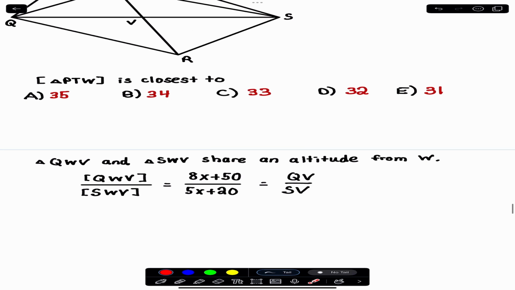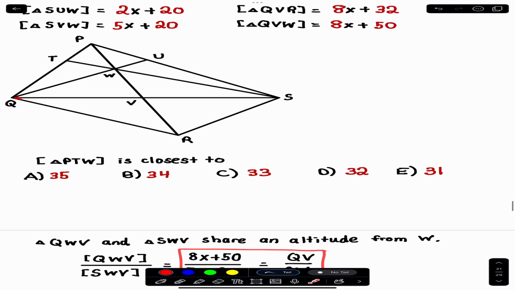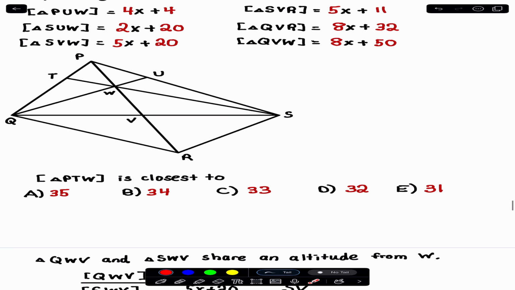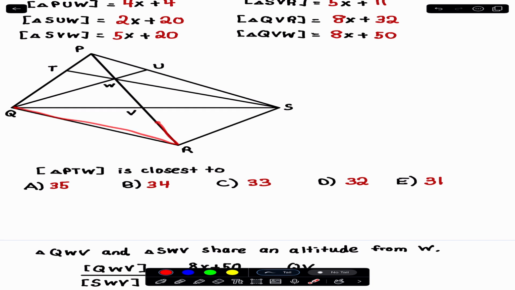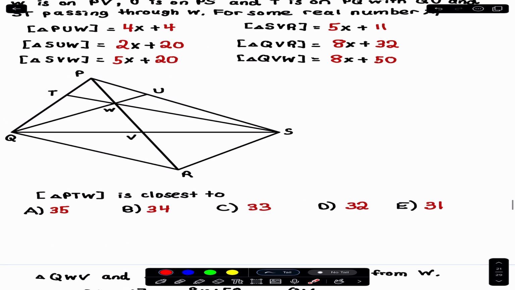Now, we have one equation relating QV and SV, so let's go hunting for another triangle which uses QV and SV. There are a few candidates, but personally I'm thinking this one. This way we can just use these given areas. If we were to try and use this other one, we would have to sum up 3 areas, and we don't even know this area, PTW, that's the one we're trying to find. So that's probably not a good idea.